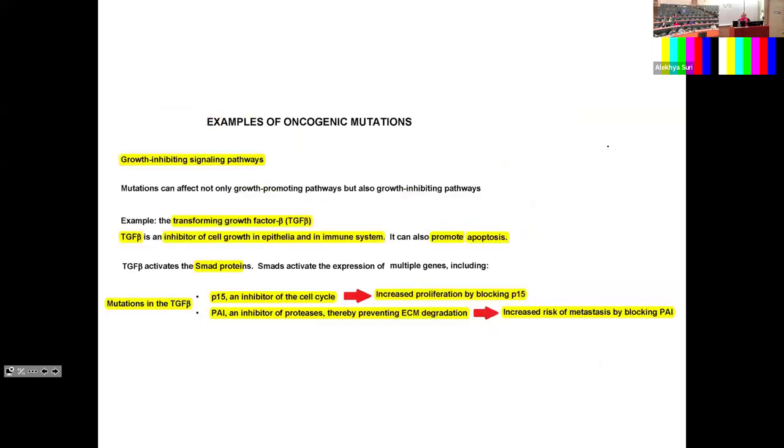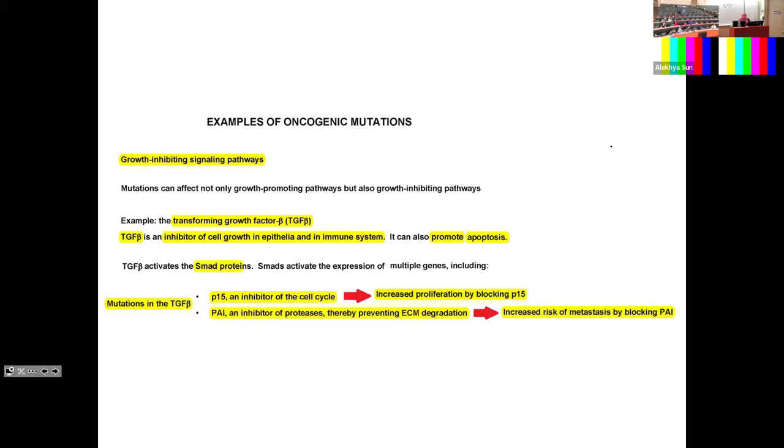Why this is important is because I wanted to bring the point that there are some of these molecules that are important in the cell cycle, like for example, the growth inhibition signaling, right? So some of them is the transforming growth factor, TGF, that promotes apoptosis. Sometimes there are mutations on this. So then, for example, P15 is an inhibitor of the cell cycle. PI is an inhibitor of the proteases.